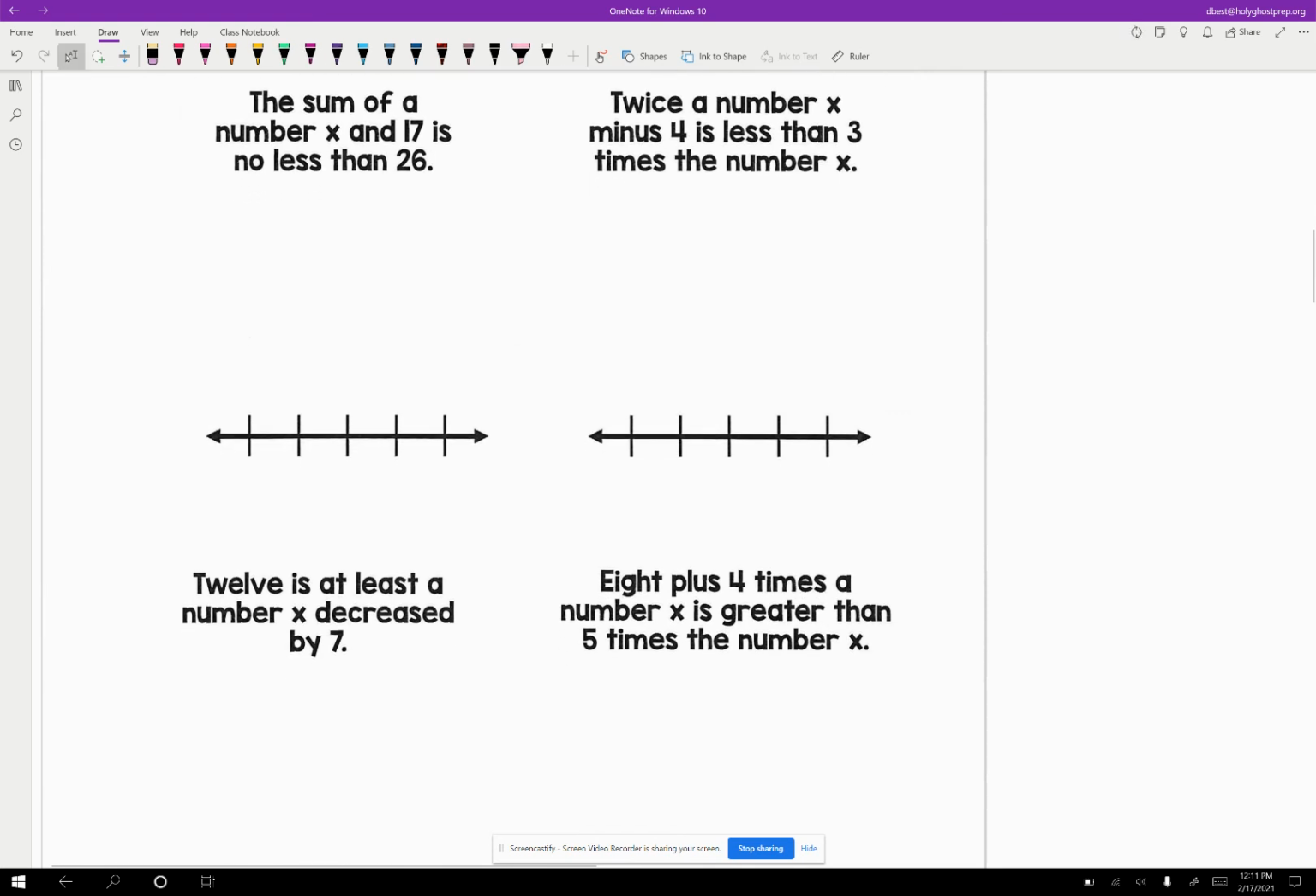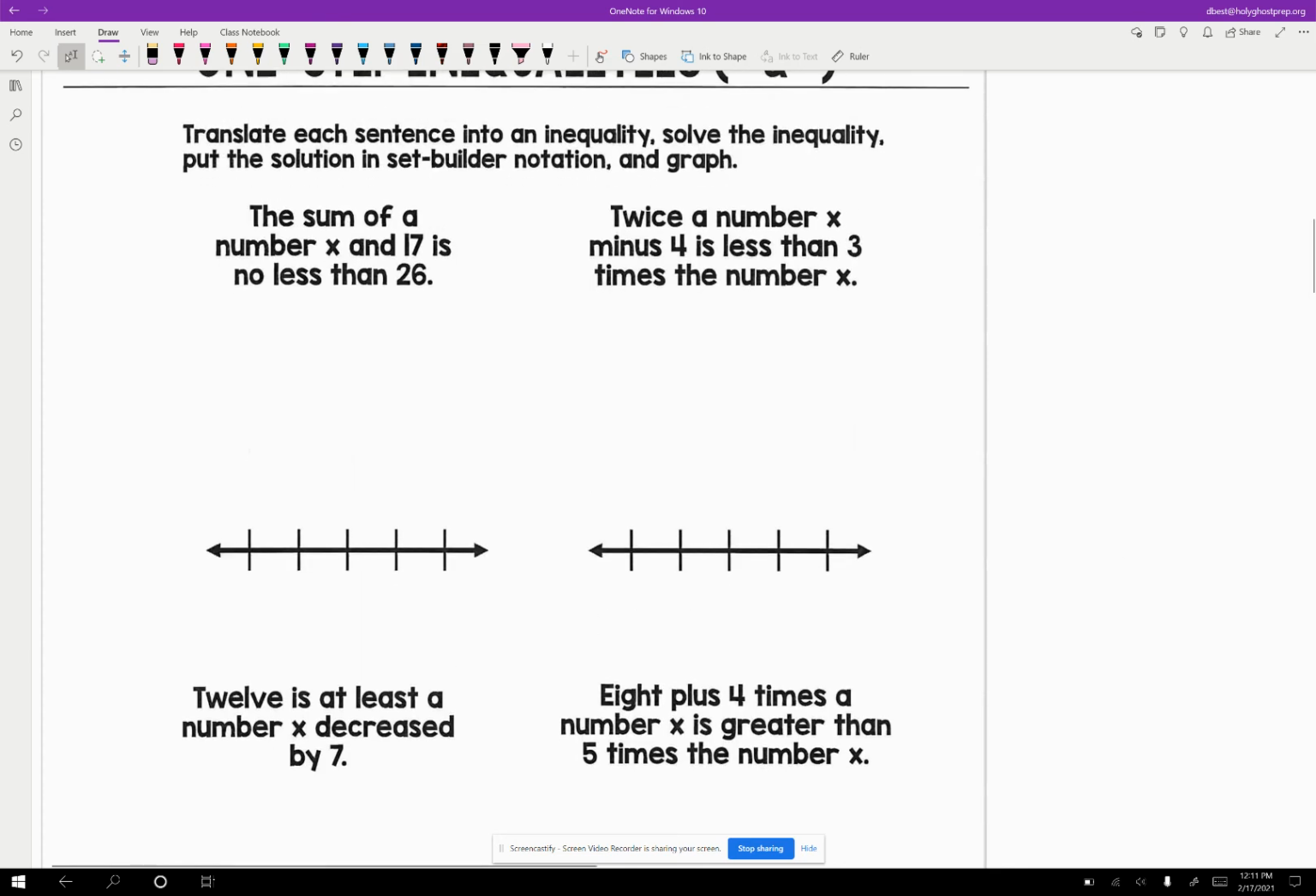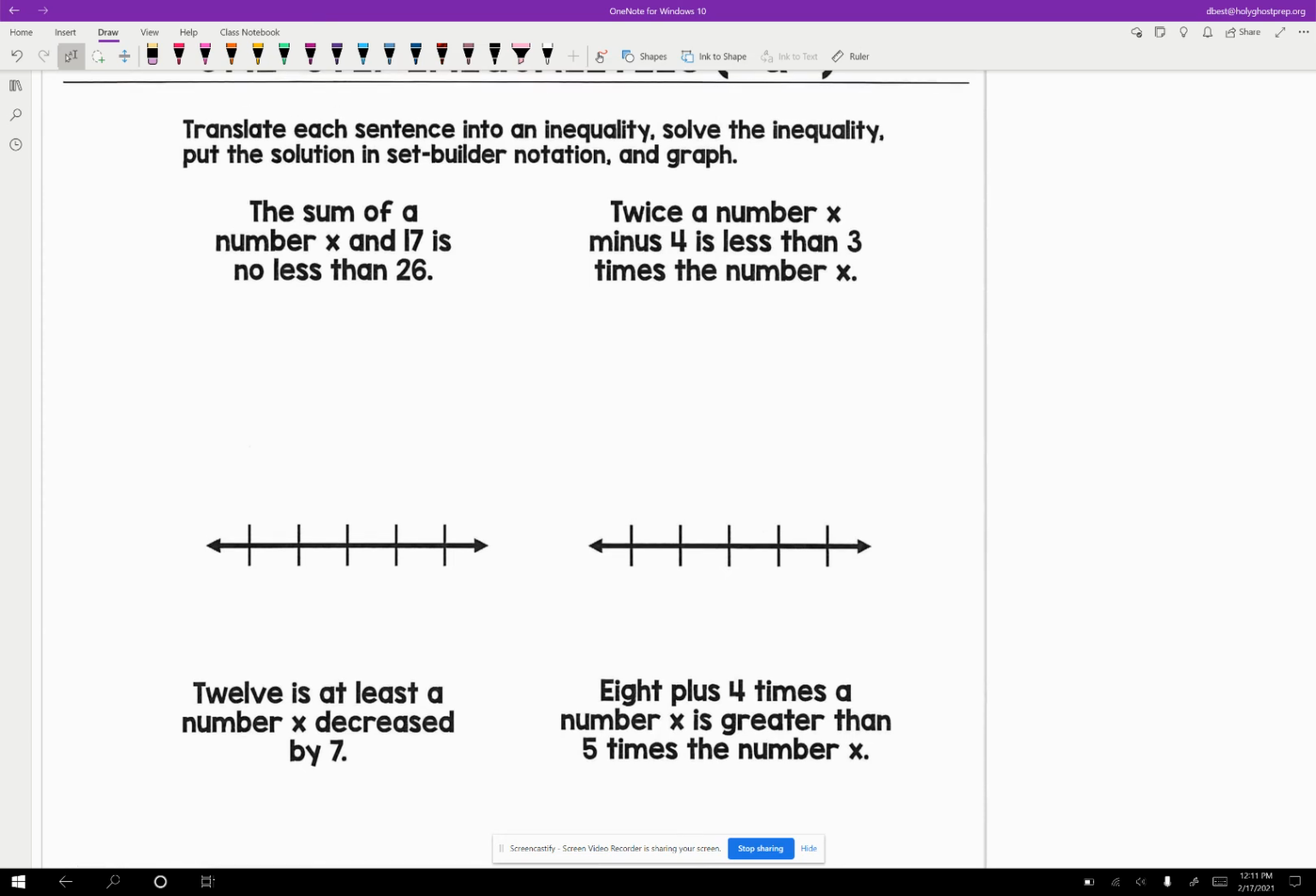I'm going to do a couple more examples of these. I want to focus on just the one-step equation, so I'm going to just do the problems on the left side of this page. So try them first yourself, pause the video, try them, then come back, check them, see how you did. Try to write the sentence as an inequality, solve it, put it in set builder notation, and try to graph it. Okay.